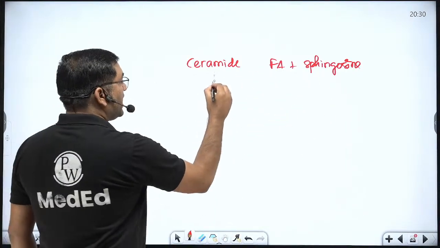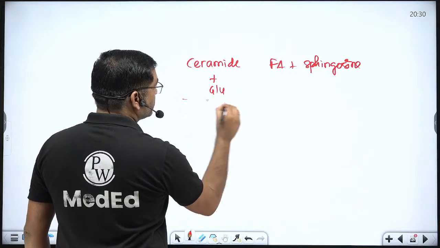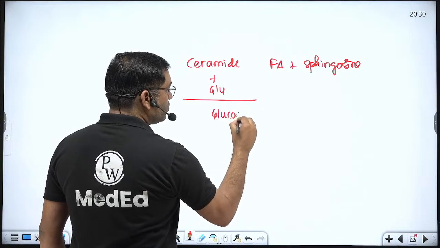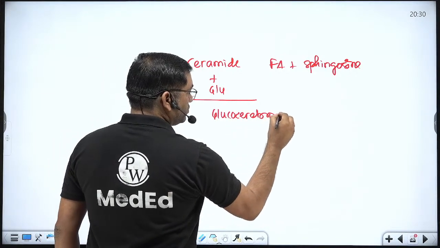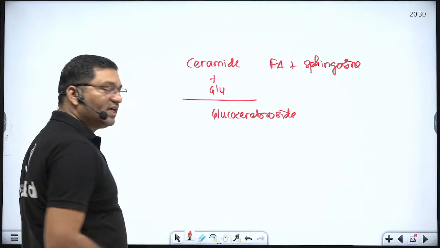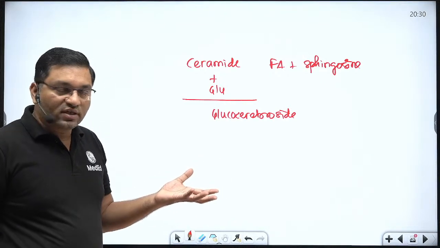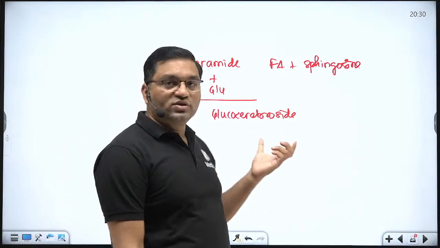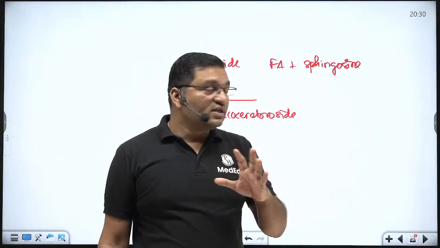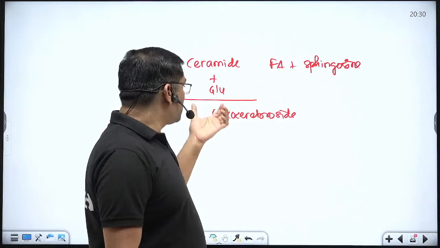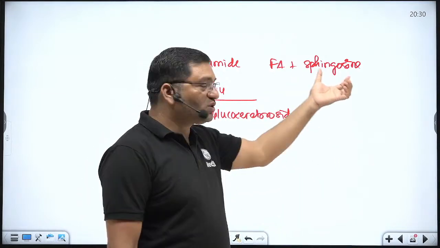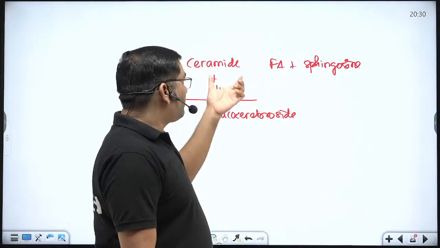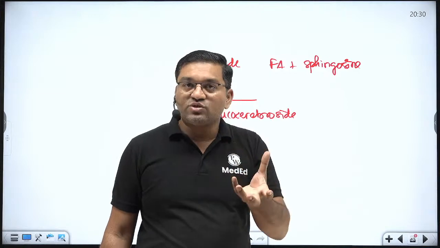When glucose is added to ceramide, it is glucocerebroside, also known as glucosyl ceramide. If galactose is added, it is galactocerebroside; if glucose is added, it is glucocerebroside. Fatty acid plus sphingosine plus glucose is glucocerebroside; fatty acid plus sphingosine plus galactose is galactocerebroside. When ceramide plus oligosaccharide is there, it is known as globoside.